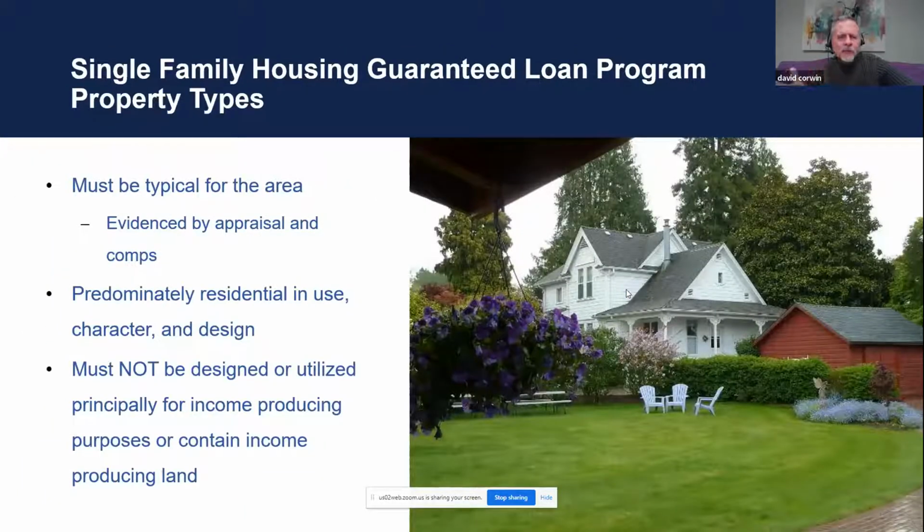Other things, the site, as I said before, has no acreage limit. It just has to be typical for the area, predominantly residential in use, character, and design. So what that means is we're talking about rural America. Lots of times there are farm buildings out there, sheds, utility buildings, all sorts of things. And we allow for that as long as the property is predominantly residential in use. So if you have an operational farm, that would not be eligible for this program. But having a barn out back and maybe raising a few animals, what we'd call a hobby farm, like raising some chickens or goats, not an operational farm, and that isn't the source of income for the borrower, then those are acceptable.